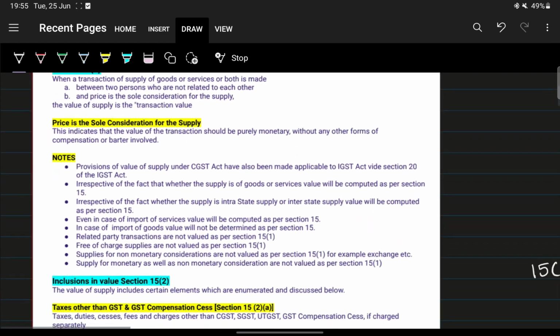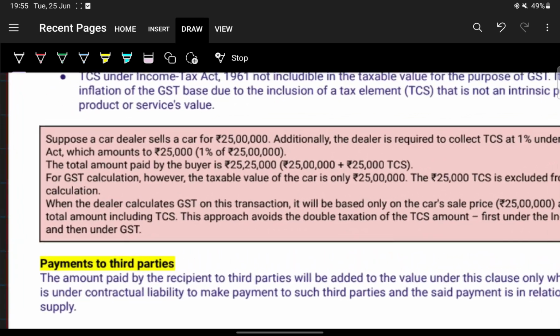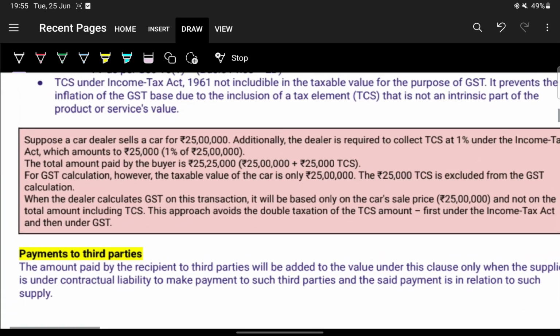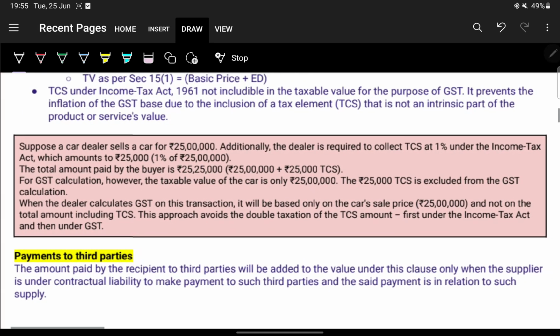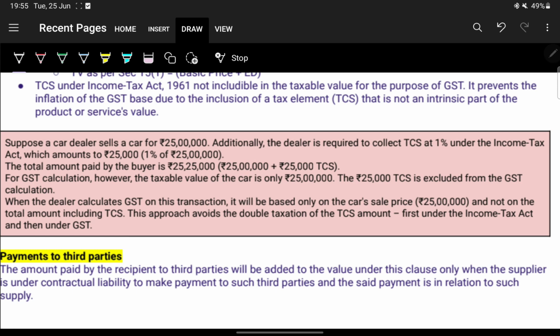Right, now we will look at some of the examples given in this Edu91 material. Suppose a car dealer sells a car for 25 lakhs. Additionally, the dealer is required to collect 1% under the Income Tax Act. So 25 lakh is the value of the car, and he is supposed to collect TCS at 1%, which amounts to 25,000. Now the total amount paid by the buyer is 25 lakh 25,000, meaning 25 lakh worth of the car and 25,000 TCS.